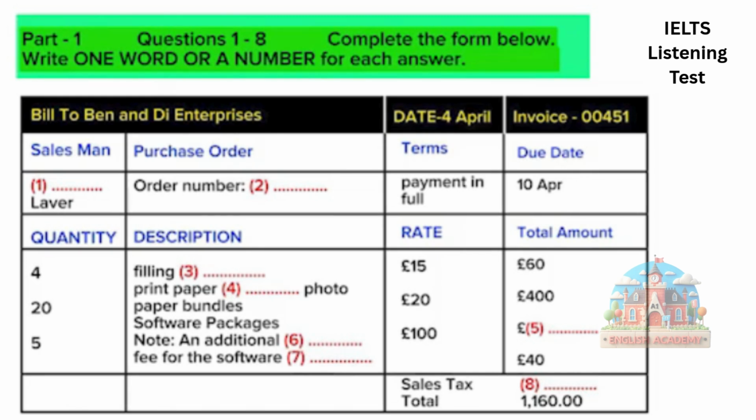Yes. First there was the filing cabinets. Of course, for a rate of £15 each. Didn't you order print paper as well? Yes, we're taking 20 glossy photo paper bundles. What's the unit price again? It works out at £20 per bundle and £400 in total.